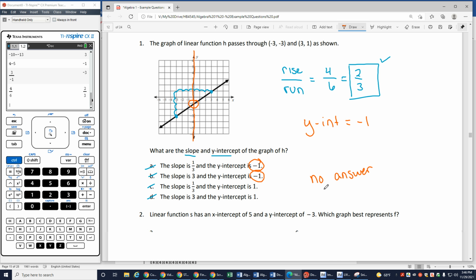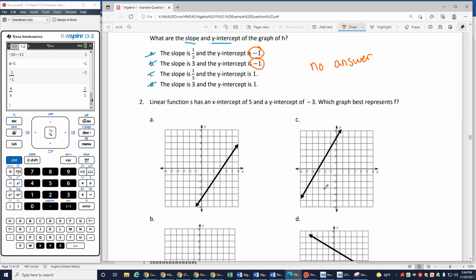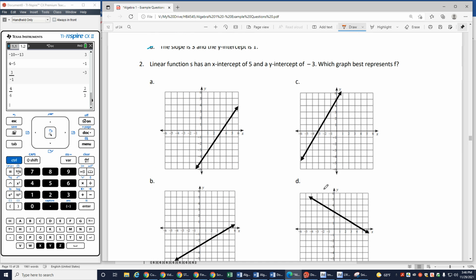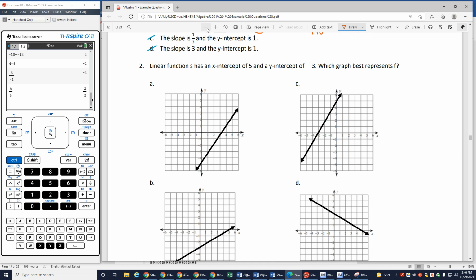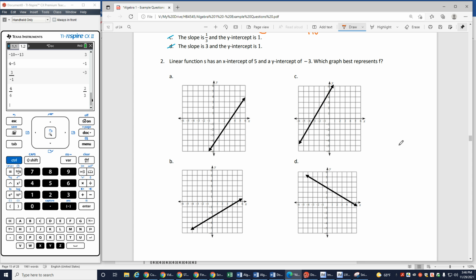Okay? All right, let's look at number 2. Make this a little smaller so we can see all the graphs at one time. There we go. Linear function S has an x-intercept of 5 and a y-intercept of -3. Which graph best represents it?